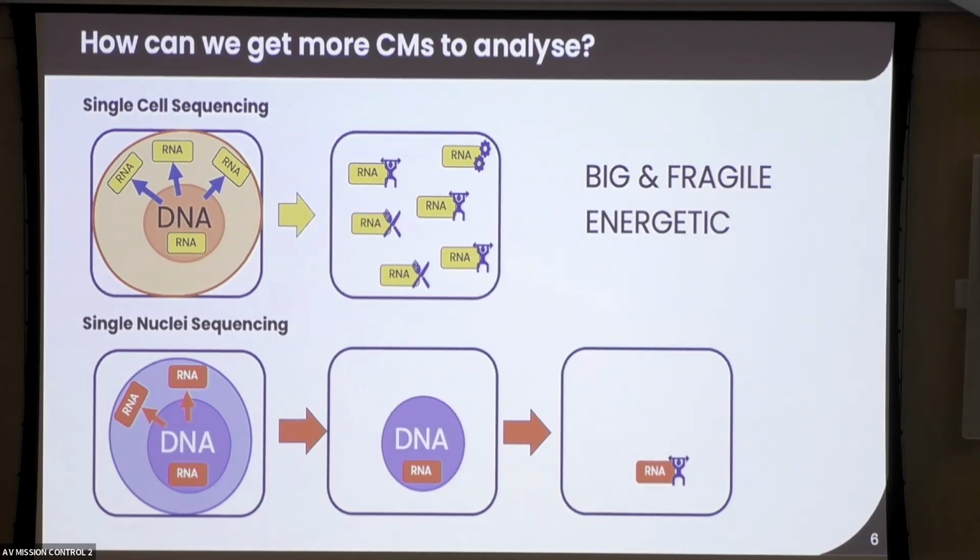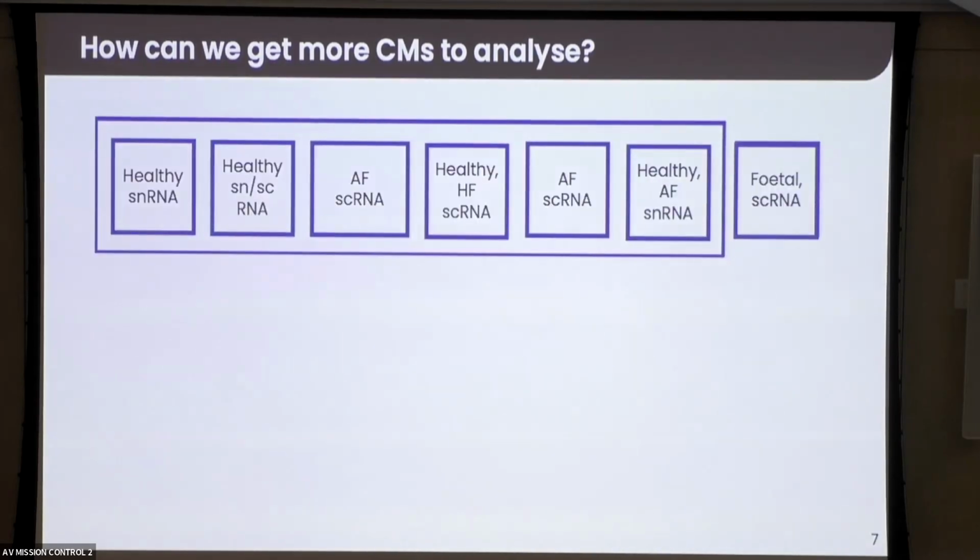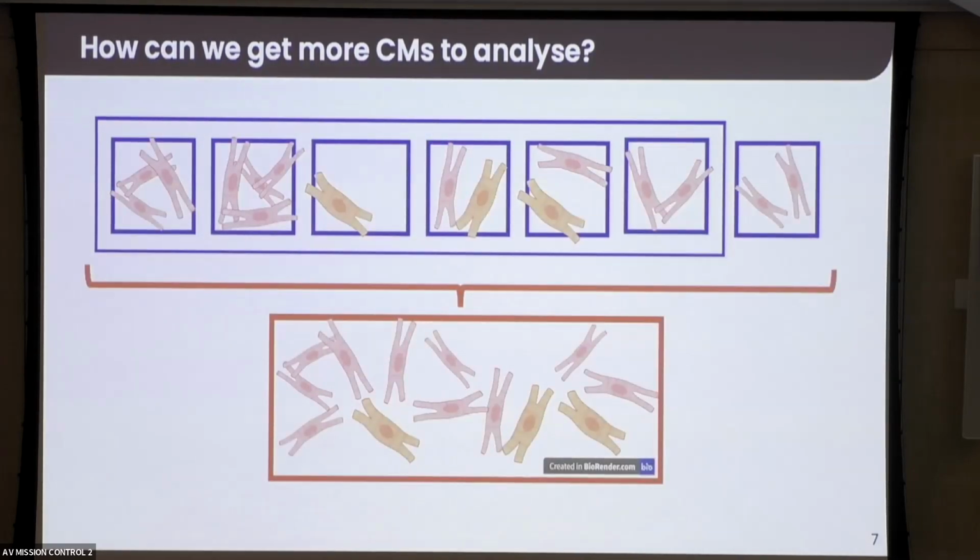So we decided to try a different approach to see if we could get more single-cell cardiomyocytes by combining multiple data sets. So you can see there's loads of different data sets here. Some of them only have healthy cells, some of them only have disease cells. Each of them has their own smaller population, particularly for the single cell analyses of cardiomyocytes, but by combining them together, we should be able to get a big population of these cells to analyze.